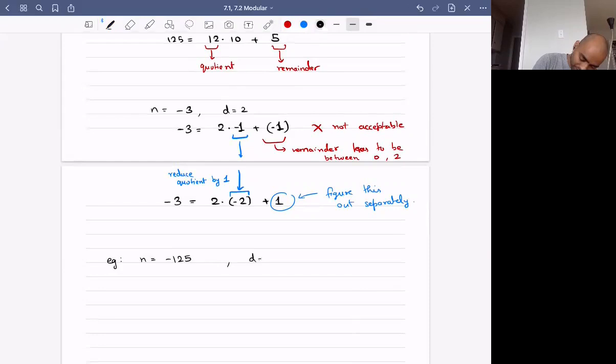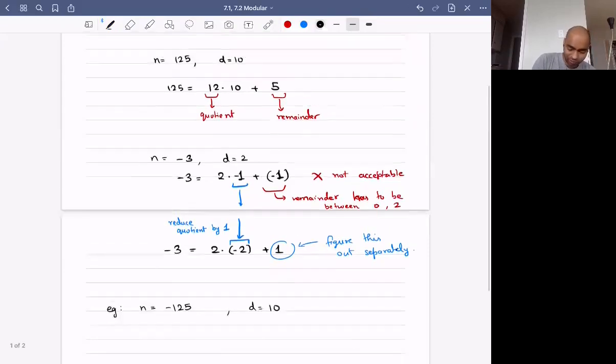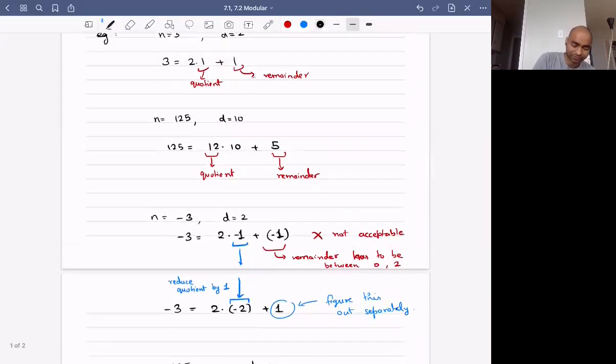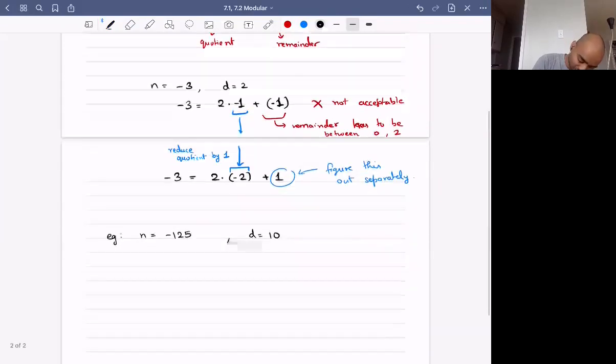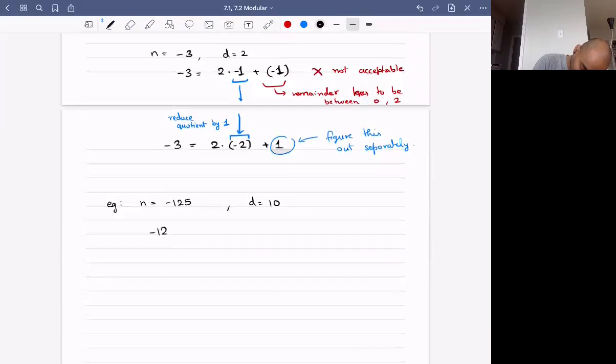And then my d is 10. Now I know how to do it when it's plus 125 and 10. I do 125 is 12 times 10 plus 5. So let me just do that as it is without fixing. So it's -125 is -12 times 10 plus -5. So I just multiplied everything in that equation by -1.